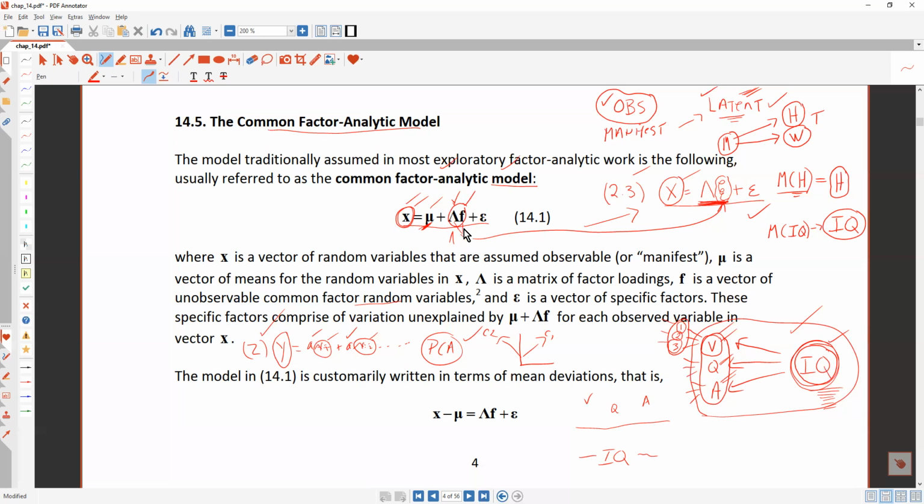Right? Unobserved variables. Well, that's exactly what factor analysis does. Look at PCA. Back to PCA for a second. Did we do anything like that in PCA? We didn't. We just did not do anything like that.